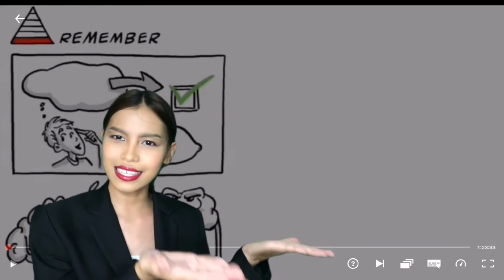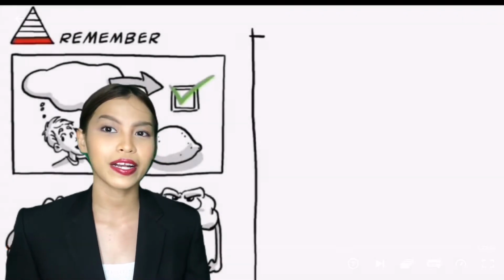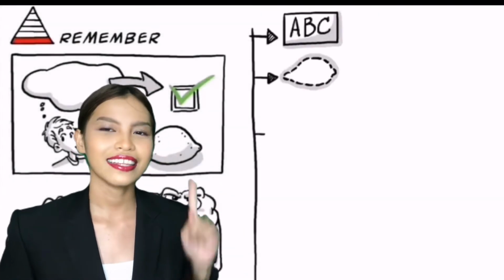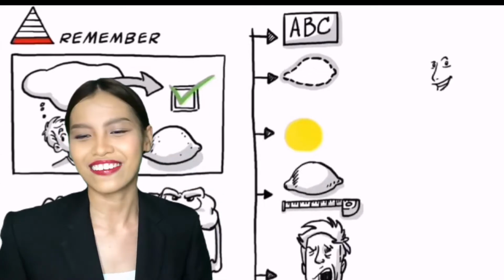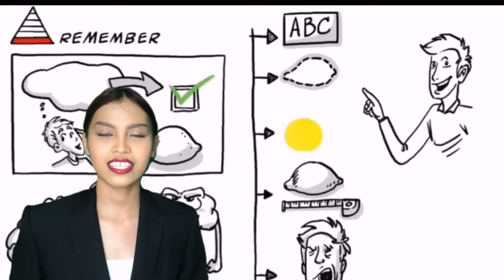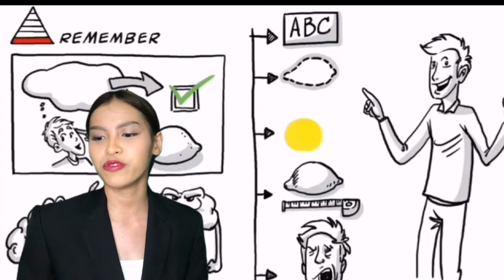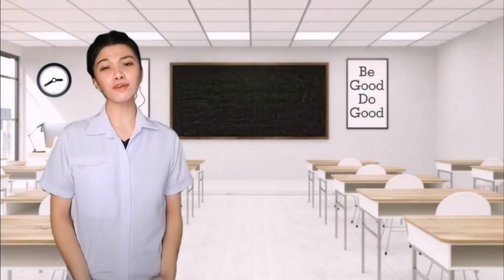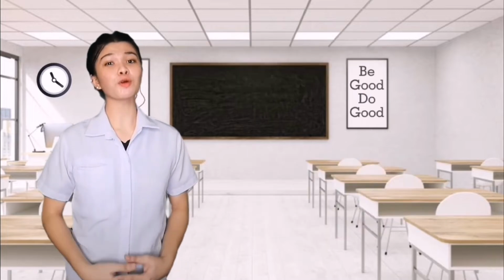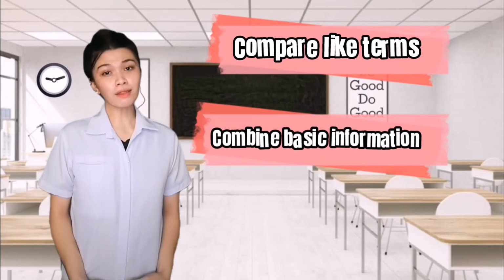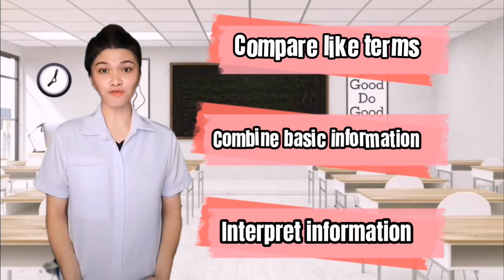For example, we learn about these lemons. We want to remember the name, of course, the size, and the taste. What is the taste? Sour, right? Once we memorize this, essentially meaningless fact, we can go to the next level of learning. So, comprehension is the understanding and grasping the meaning of something. You need to be able to compare like terms, combine basic information, and interpret information.